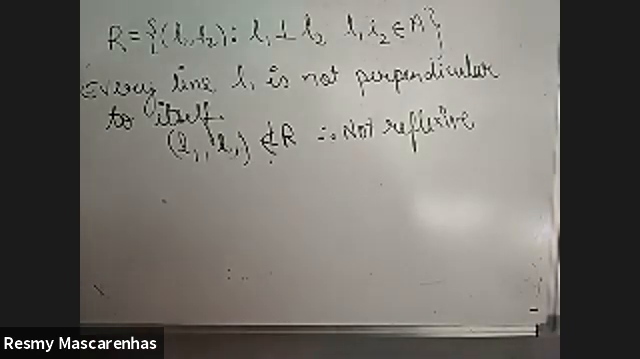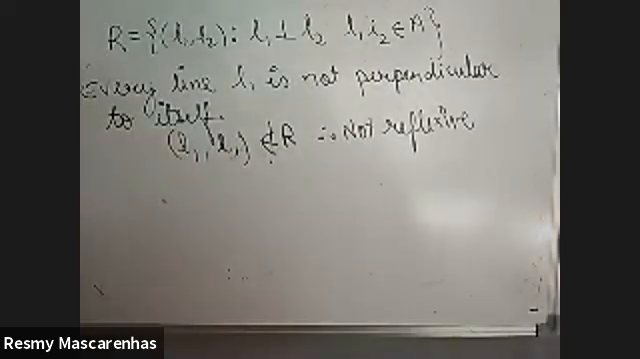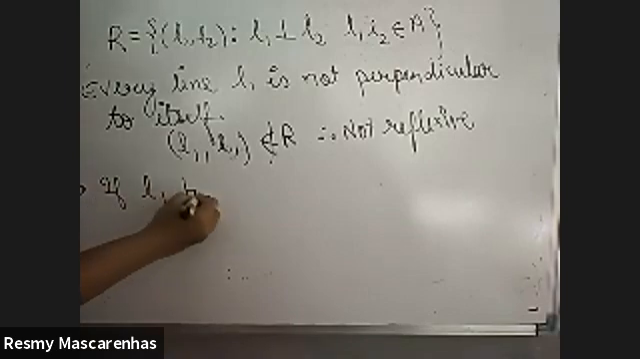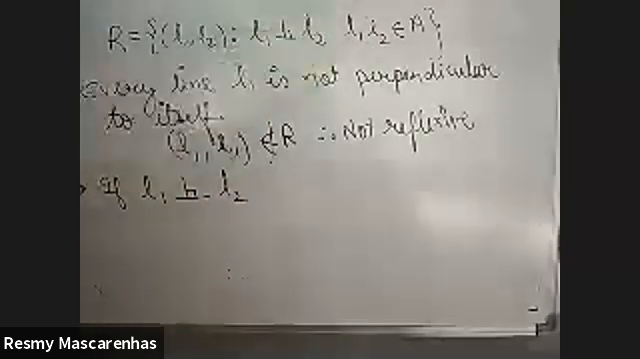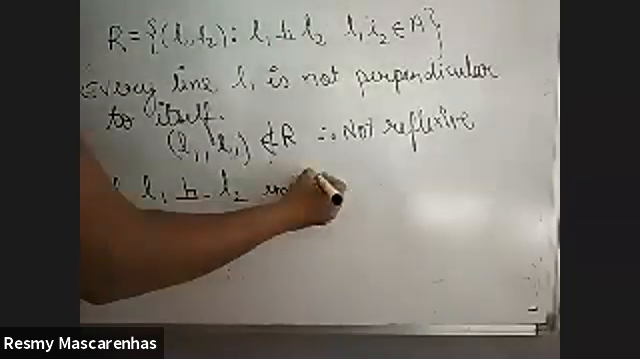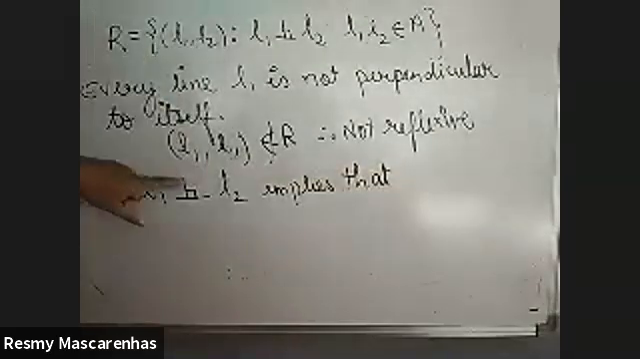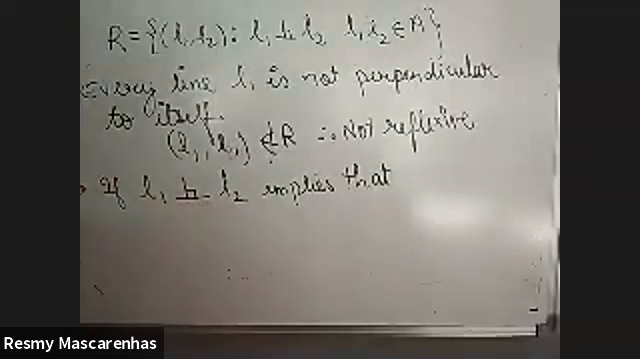Now for symmetric, we have to check if it is holding true for L1 and L2, then we have to check whether it works in reverse. So if L1 is perpendicular to L2, what will it imply? Obviously, if L1 is perpendicular to L2, then L2 is perpendicular to L1. So it is true over here.